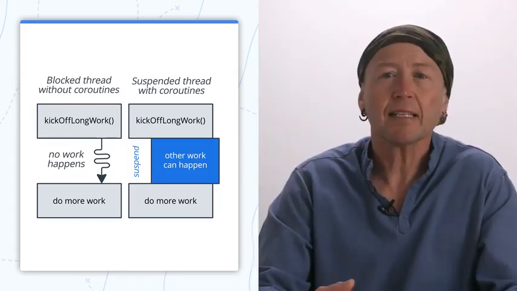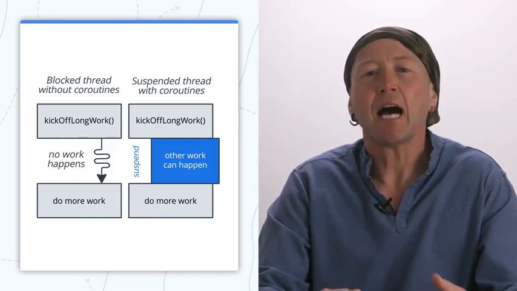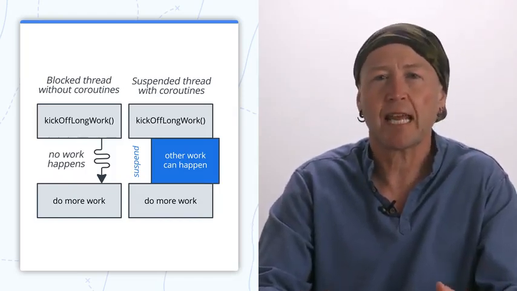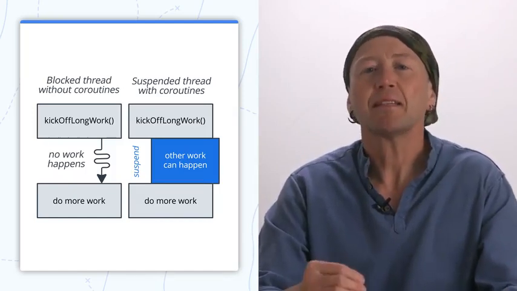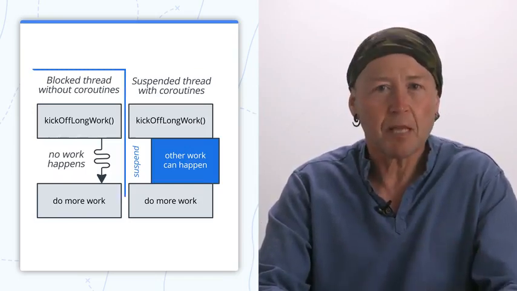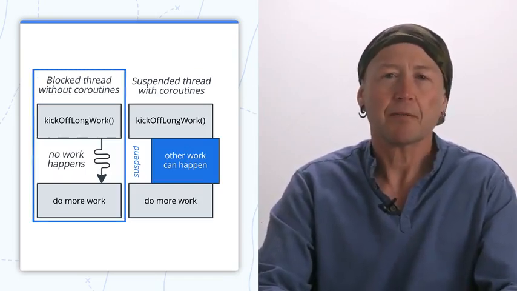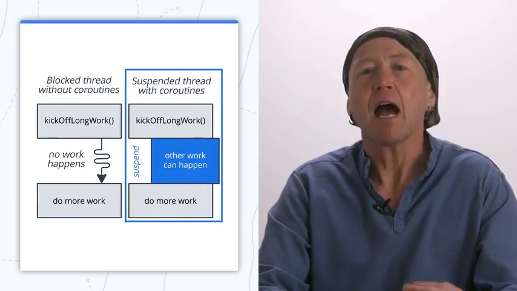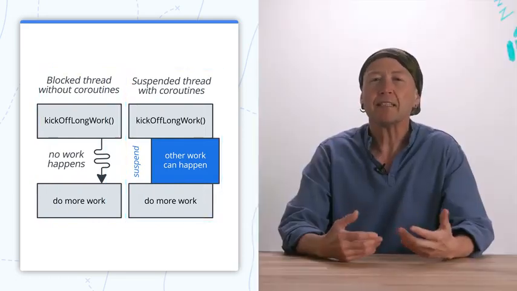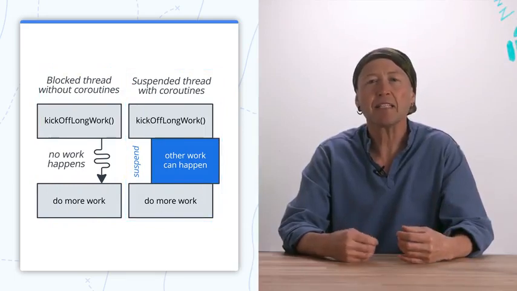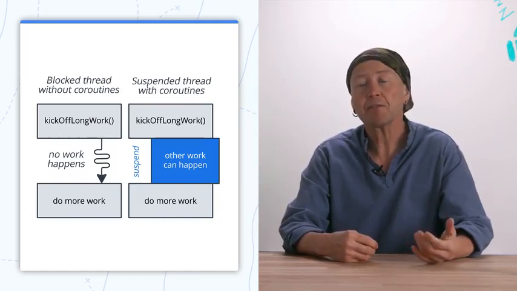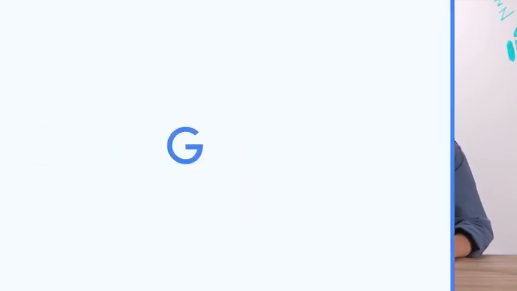Now, while it's suspended, waiting for a result, it unblocks the thread that it's running on, so other functions or coroutines can run. So the difference between blocking and suspending is that if a thread is blocked, no other work happens. If the thread is suspended, other work happens until the result is available. Be aware that the suspend keyword does not specify the thread code runs on. Suspend functions may run on a background thread or the main thread.